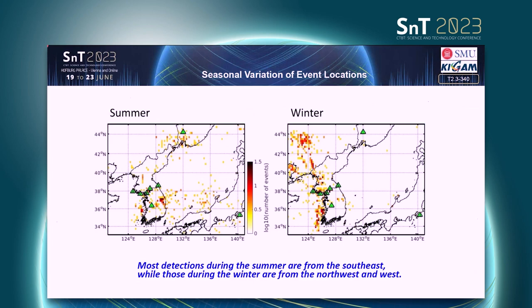As we already saw some seasonal variation in the detection of infrasound signals, of course, we can see some seasonal variation in infrasound events. During the summertime, we have a lot of infrasound events on the east coast of Korea, the south part of Russia, or some ocean areas because the stratospheric wind is dominant from the east. In the opposite way, during the wintertime, we have a lot of events from China and the east coast of North Korea and the east coast of South Korea. This corresponds to the stratospheric wind direction.